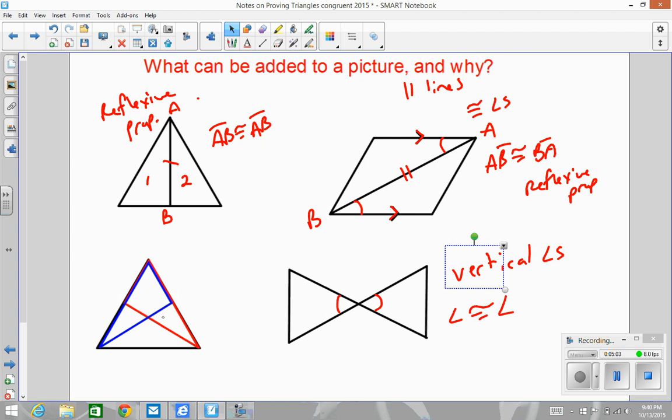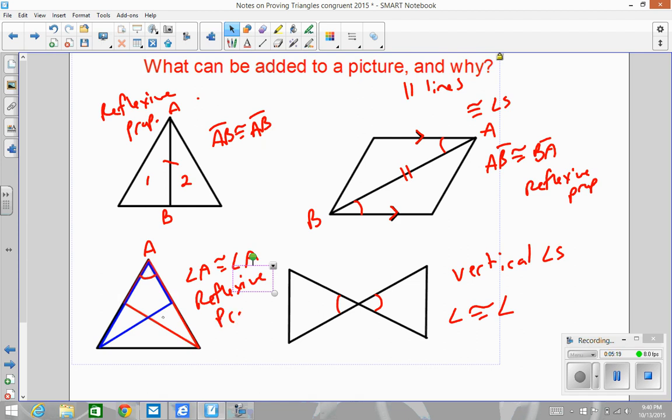Now, if you look over here at this last picture, there's a blue triangle and a red triangle. And the blue triangle and the red triangle both have this angle, and we can call that A. And so I have angle A is congruent to angle A, and that's the reflexive property again. They both share that top angle, and so I can use that. The letters would be a little bit different, but they both have that angle.